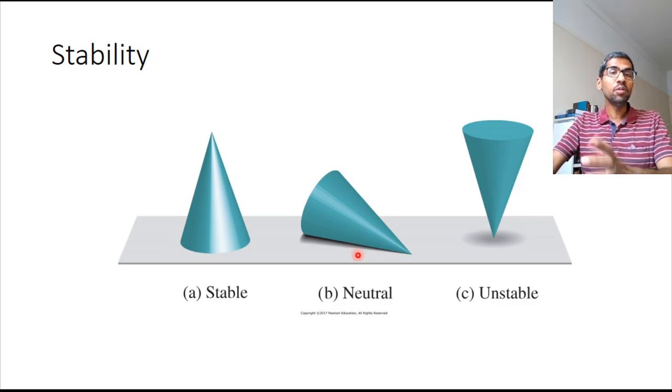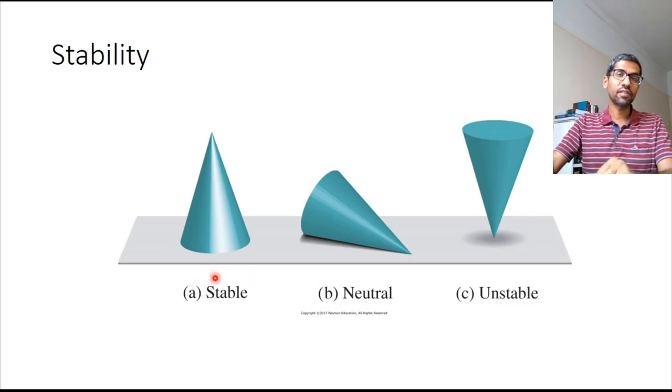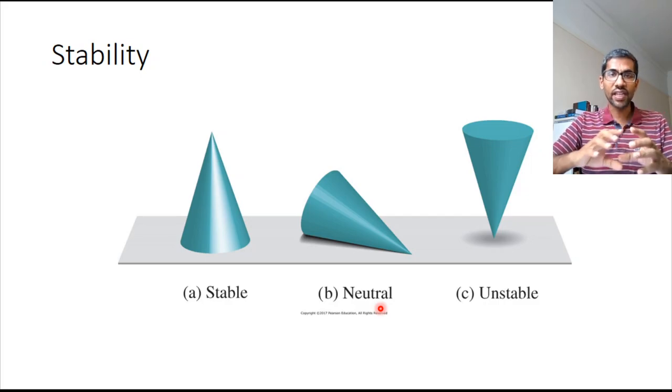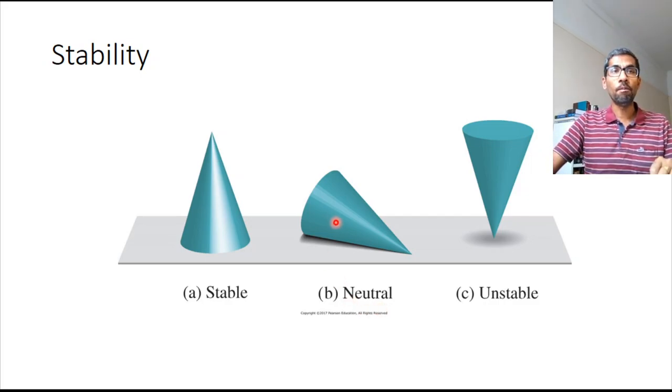Now, you do not want to make systems that are either neutral or unstable, marginally stable or unstable, right? You always want to have stable systems. Why can't you design marginally stable systems? Basically, because any kind of variation in parameters may push the system into an unstable system.